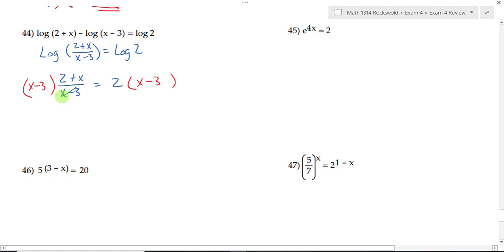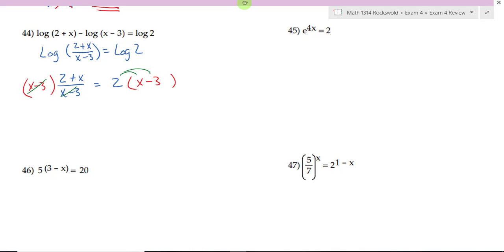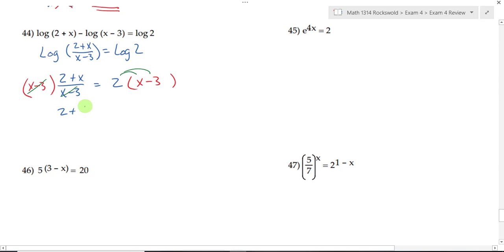When we do that, this x minus 3 is going to cancel out, and then I can distribute this 2, and we get 2 plus x equals 2x minus 6. Now it's just a matter of solving a simple linear equation. So I'm going to subtract x from both sides of the equation and add 6 to both sides of the equation, and that gives me x equals 8. If I plug in an 8 in place of x in the original problem, I get positive values in the argument. Just make sure you check that.